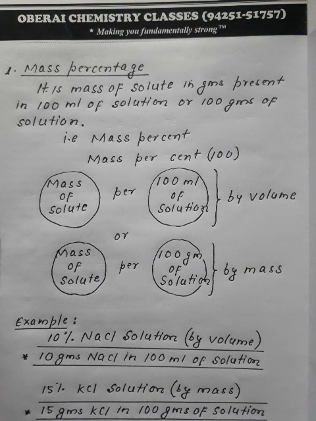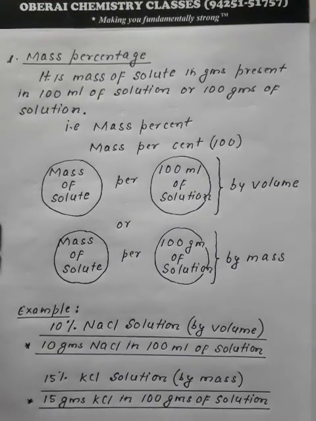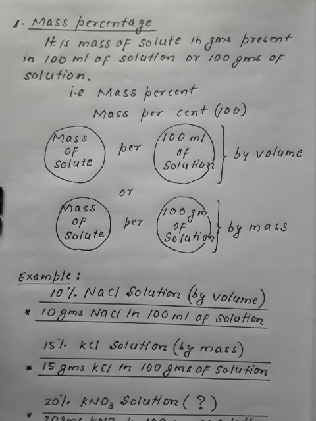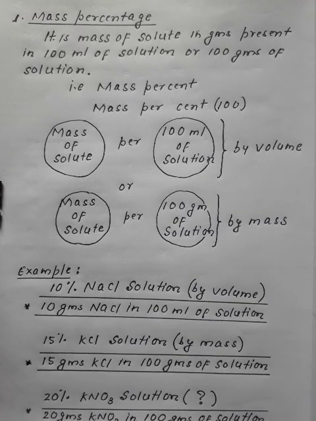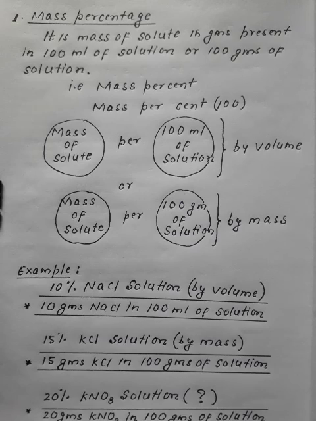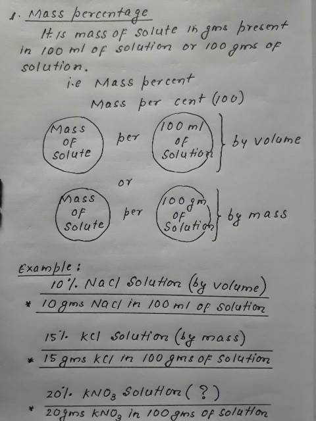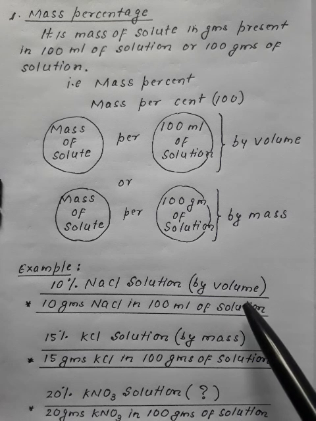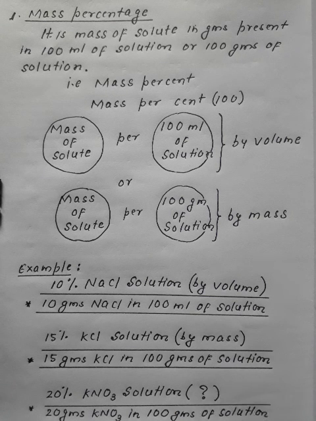Now suppose you have been given a 20% KNO3 solution, but by volume or by mass is not written. Then what? If it is by volume, we take 100 ml. If it is by mass, we take 100 grams. If nothing is given, then by default it is taken as by mass, that is, 100 grams of solution. If it is mentioned by volume, 100 ml. If it is mentioned by mass, 100 grams. If nothing is mentioned, then it is always by mass.